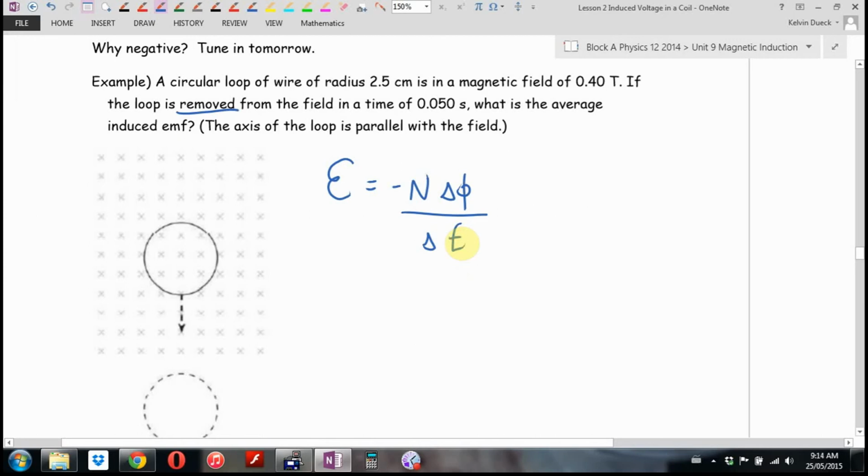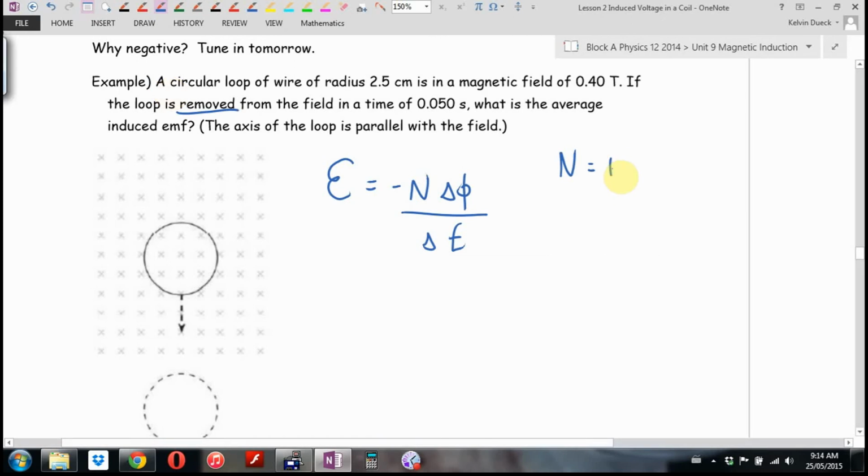And this is one time it's worth listing your data over on the side. So first of all, in this question, what's N? And I'll give you a hint right there. 1. Okay, look for the pronoun 'a'. Otherwise, they'll tell you how many. But if they say loop, that's 1. Yay, makes it easier.